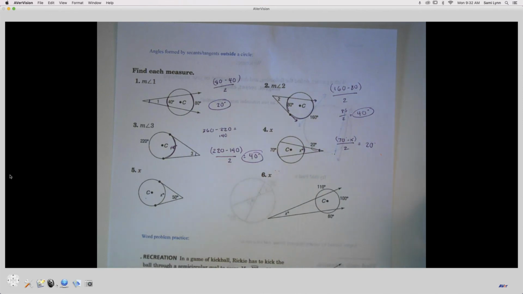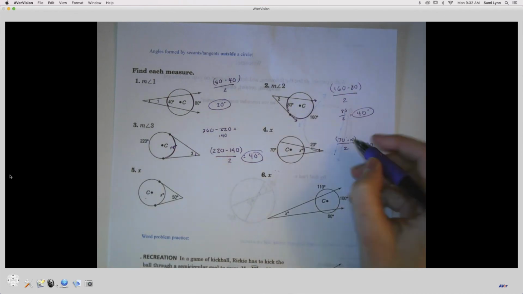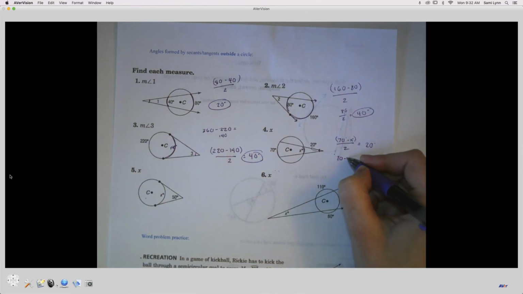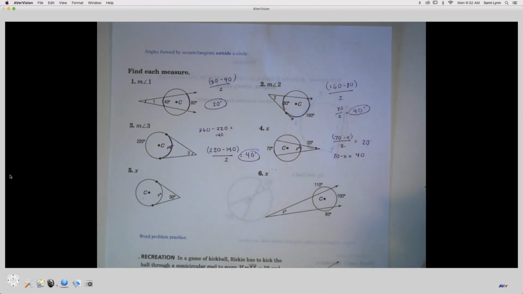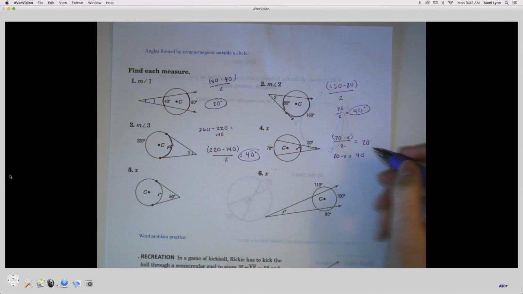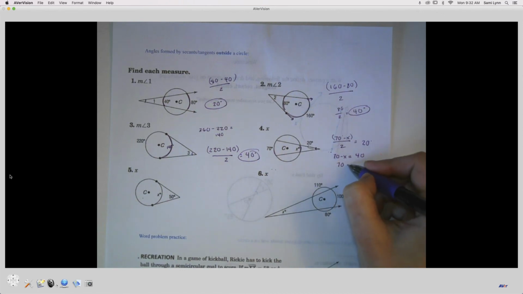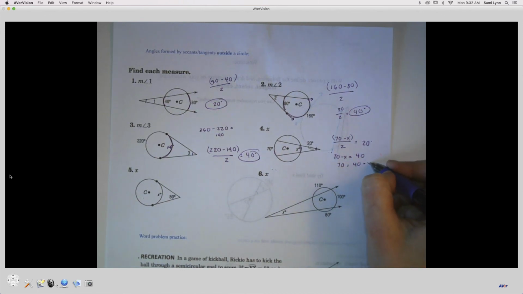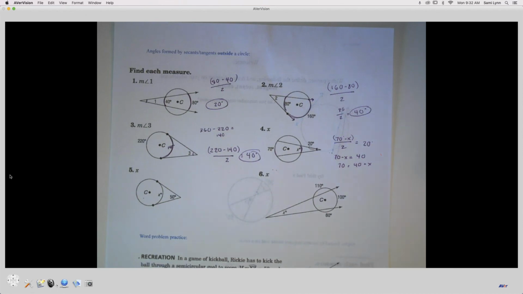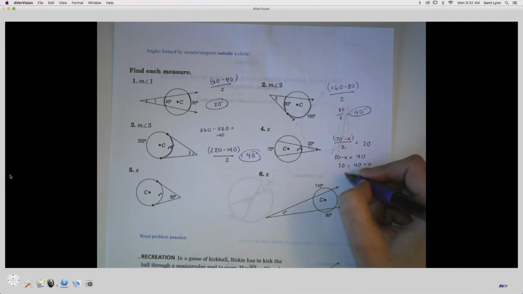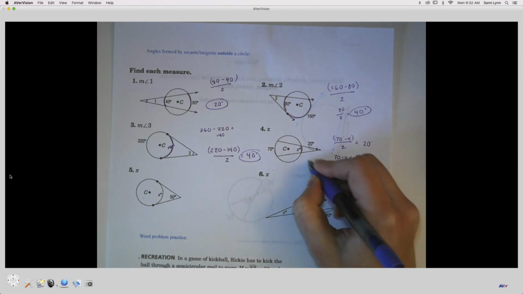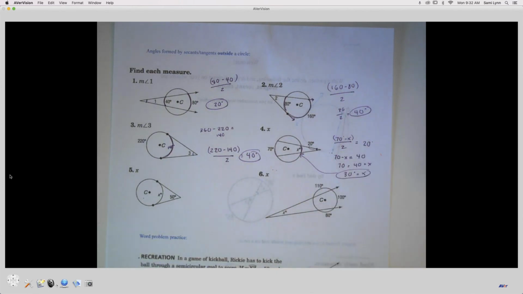So first step to solving an equation, I've got to get x by itself. So first step, multiply that 2 out. Let's get it out of the denominator. 70 minus x equals 2 times 20. So I get 40. All right, let's go ahead and move the x to the other side, make it positive. 40 plus x, and then I'll just go ahead and subtract 40 from 70, and I should get 30 degrees equals x. And that is the arc measure.